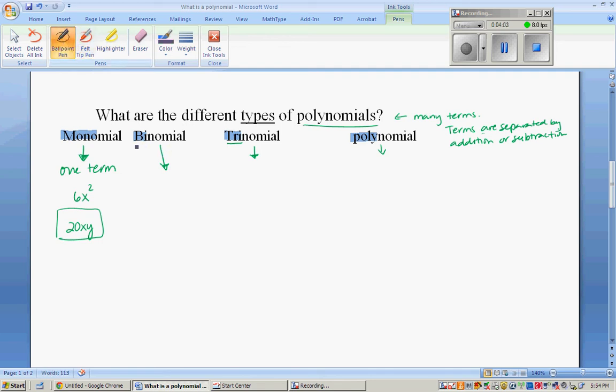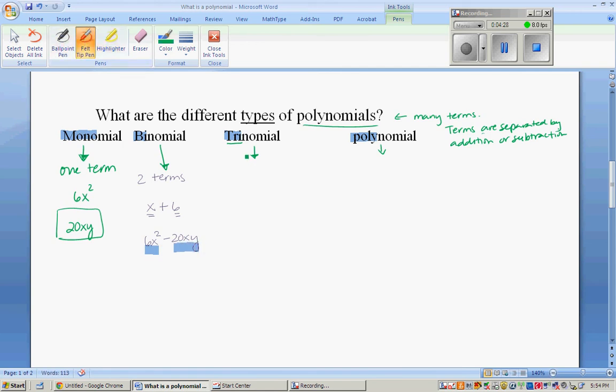A binomial, as you can imagine, just like a bicycle has 2 wheels, is 2 terms. And so an example of that would be like x plus 6. X is one term, 6 is the other. You could have 6x squared minus 20xy. And this is still a binomial because you have one term there and your other term there.